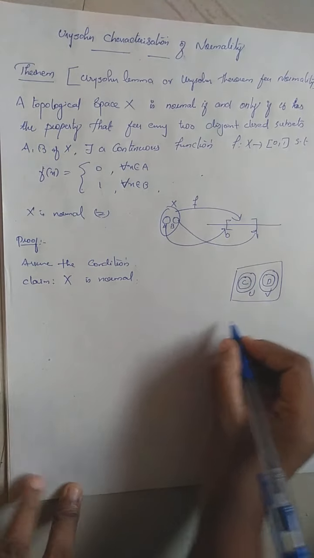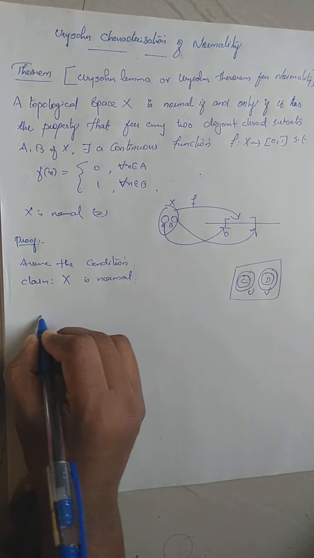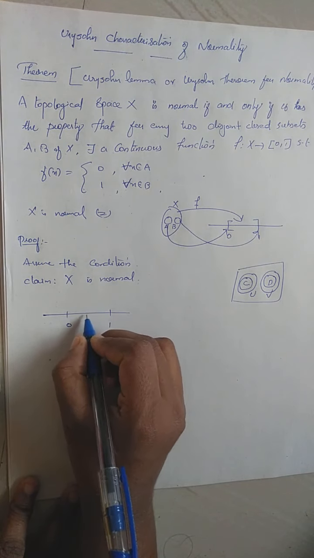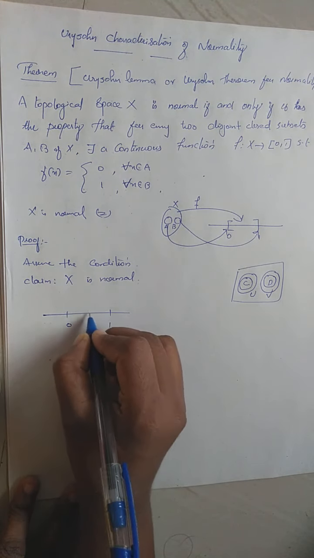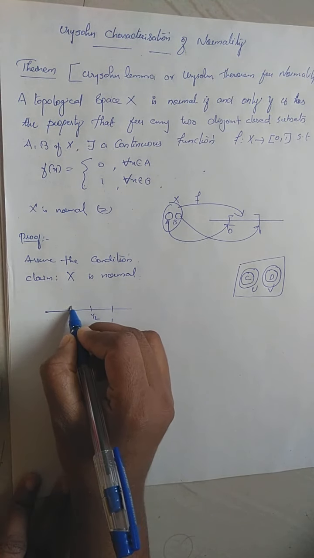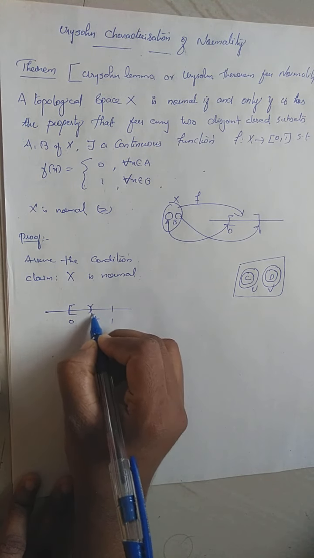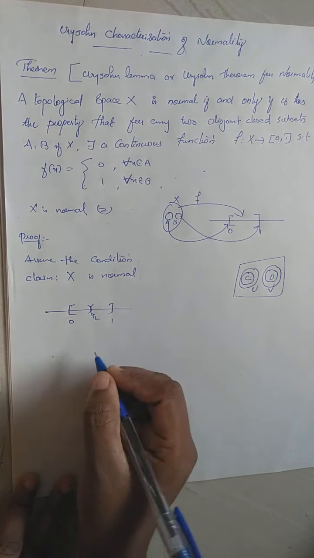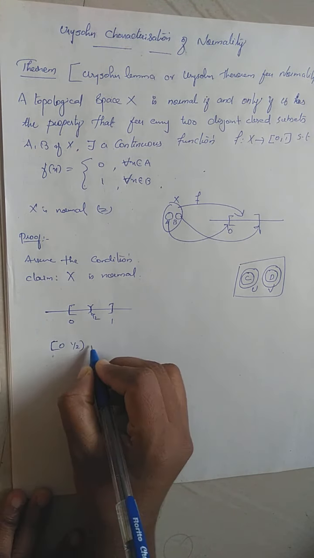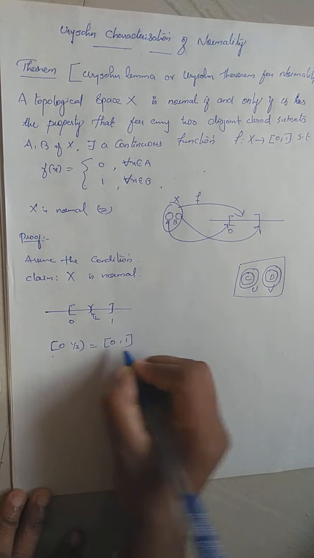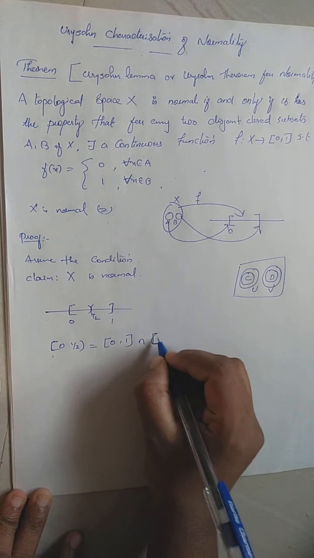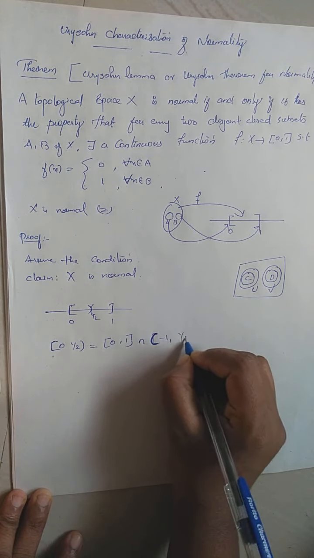So consider the real line, the closed interval [0, 1]. Then you divide this interval into two pieces. You can select any number between 0 and 1. I choose 1/2. Then we divide this interval into [0, 1/2) and (1/2, 1]. So consider [0, 1/2). This can be written as the closed interval [0, 1] intersection the open interval (-1, 1/2).